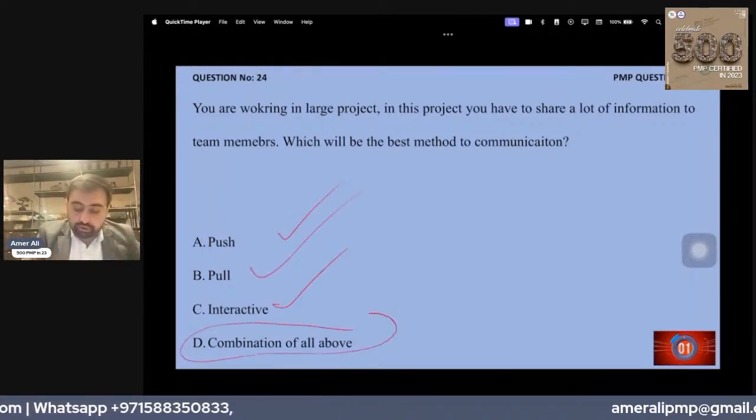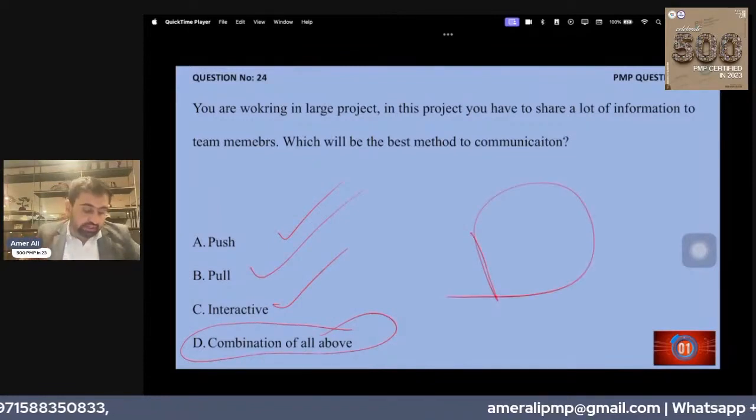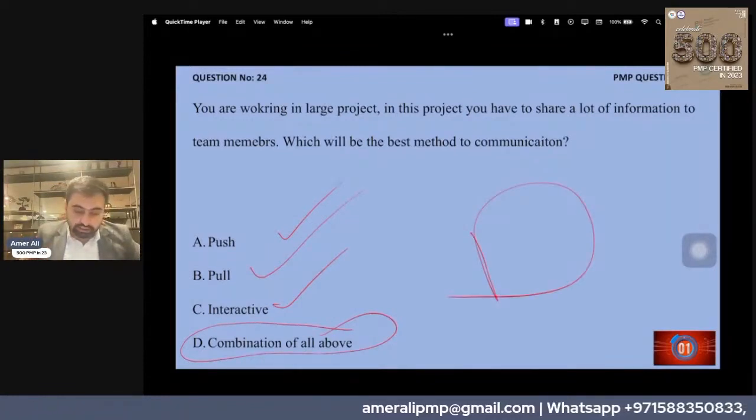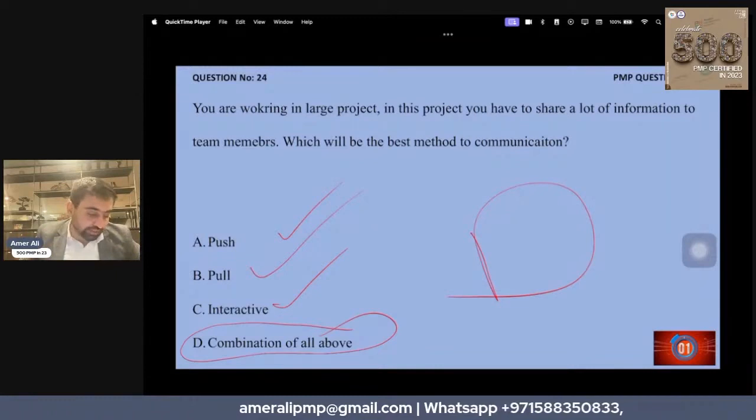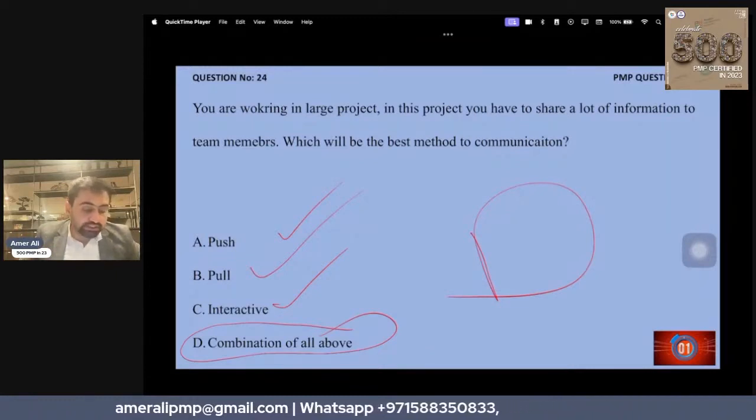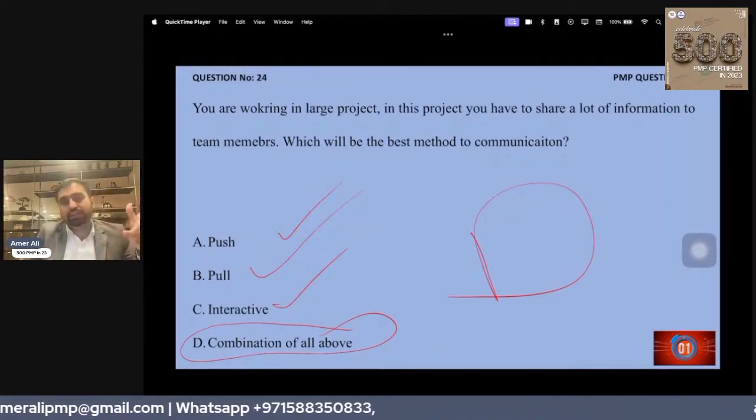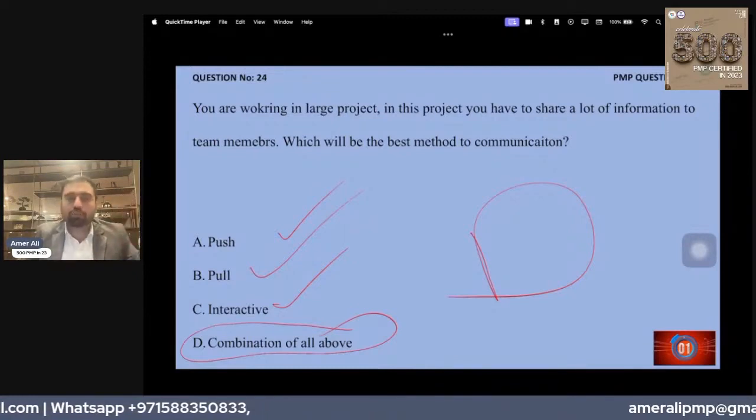We need to use the combination of all of them. D would be the right answer here. D is the right answer. Please use the elimination technique. Elimination technique demands you go through all the options.